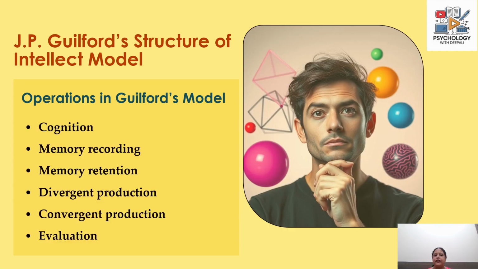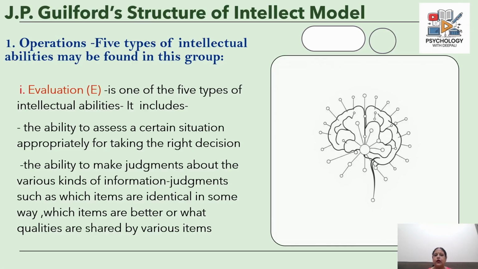So under operations, you have cognition, memory recording, memory retention, divergent production, convergent production, and evaluation. Earlier, he only described 5 such abilities under operations, where memory was a single ability, but later on, he split it into 2 different and distinct abilities. So, evaluation is the first type of operation that we will talk about now.